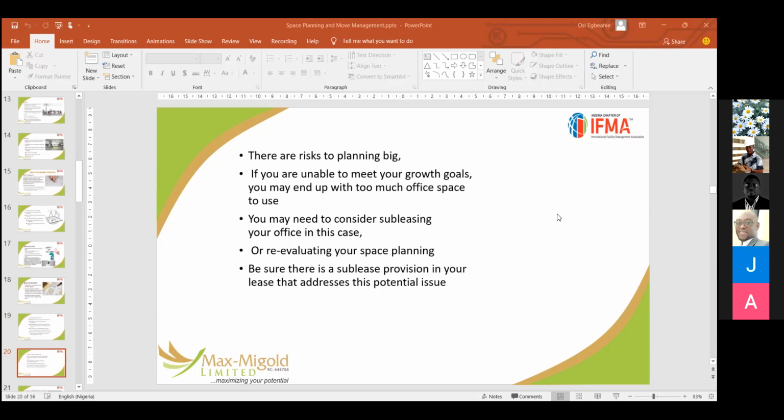You are really to advise management so that they'll be able to take a pragmatic decision to sublease part of the office space, so that you can make some money from the space, or reevaluate your space plan. You need to check that and be sure that there is a sublease provision in your lease agreement that addresses these potential issues.